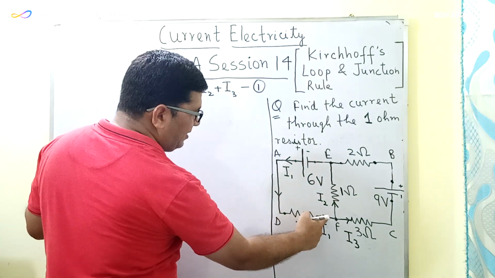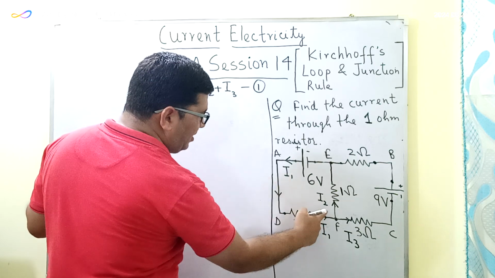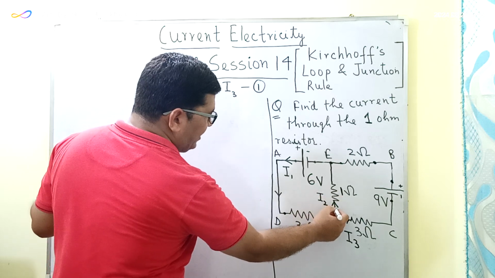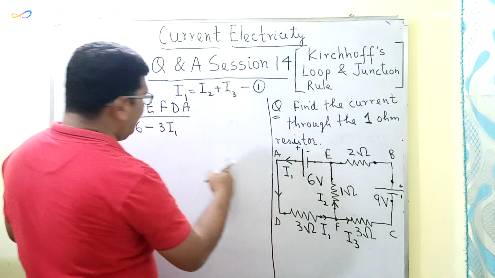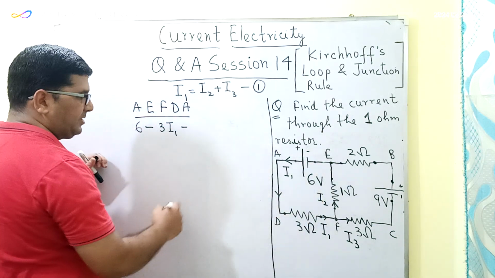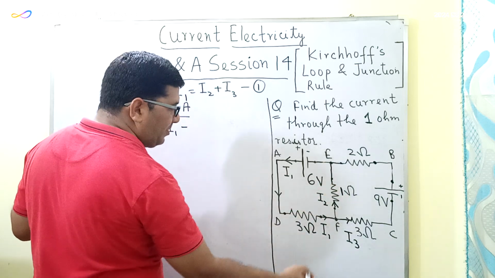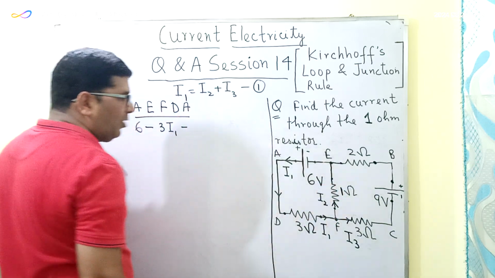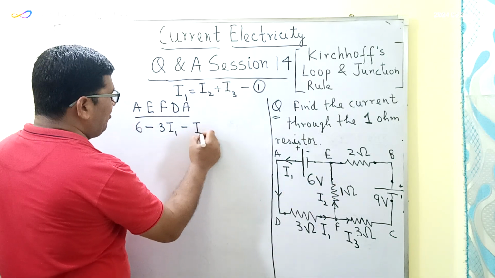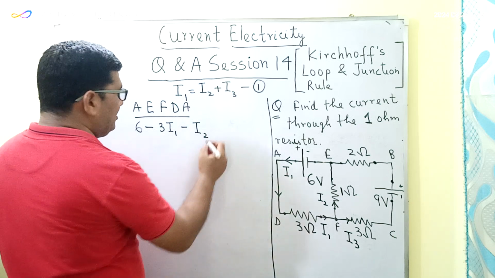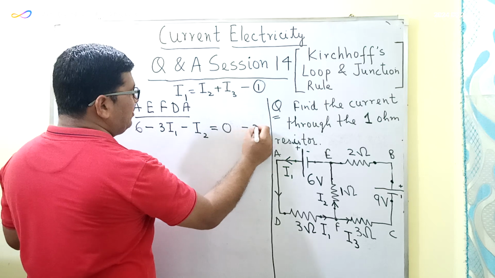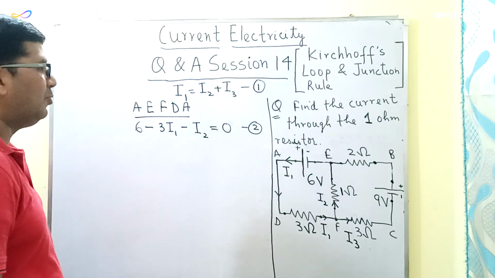Similarly, in this loop, the potential difference across this 1 ohm resistor will be minus I2, because this is at a higher potential and this is at a lower potential. These are 2 points across this 1 ohm resistor. So this point will be at a higher potential and this point will be at a lower potential. So the potential difference across this 1 ohm resistor will be negative. So this will be equal to minus I2, and so the sum will be equal to 0. So this is the second equation which I have got with the help of Kirchhoff's loop rule.